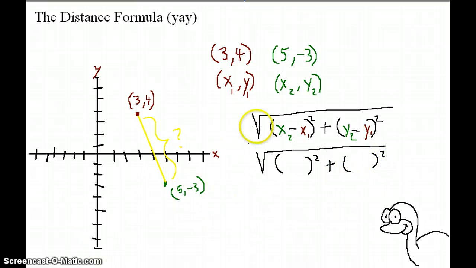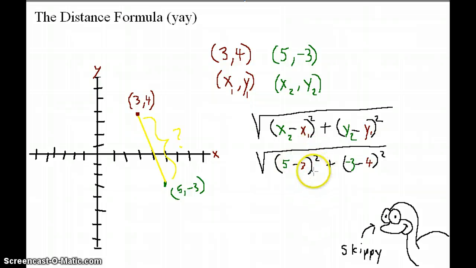And what is our x2? Our x2 is 5. And what is our y2? -3. What's our x1? Our x1 is 3. And our y1 is 4. And there is subtraction going on here.